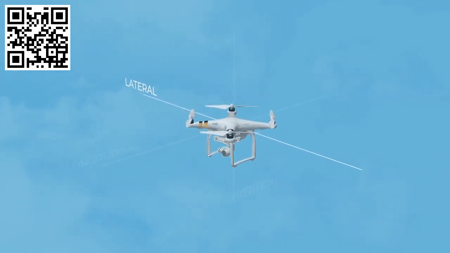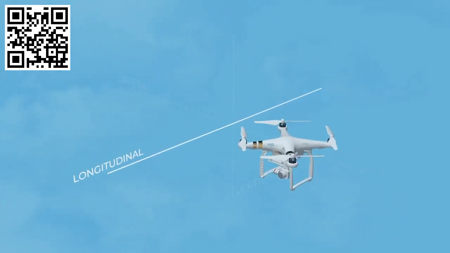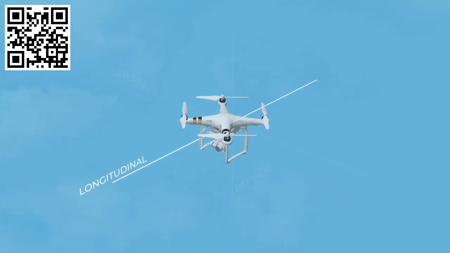And lastly, movement around the longitudinal axis creates a roll and movement to the left or right without any forward motion.